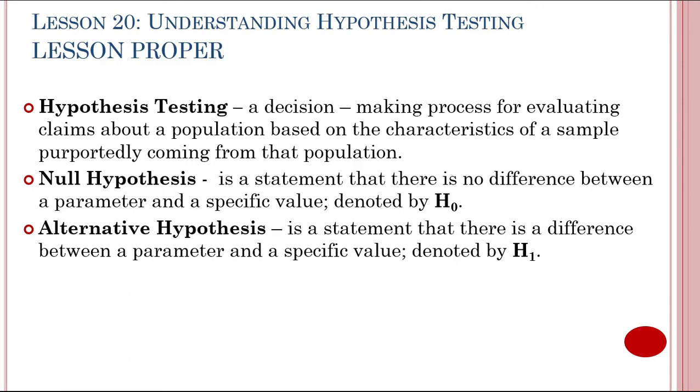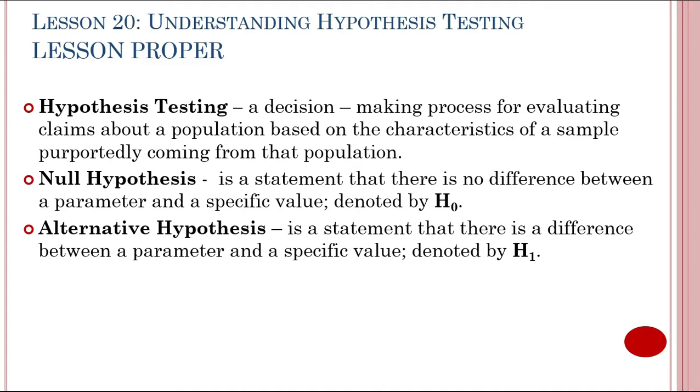Now, for the lesson proper, we have three terms. Hypothesis testing, a decision-making process for evaluating claims about a population based on the characteristics of a sample purportedly coming from that population. Now, there are two types of hypothesis testing. First is the null hypothesis. When we say null hypothesis, it is a statement that there is no difference between a parameter and a specific value, denoted by H sub 0. The other one is the alternative hypothesis. It is a statement that there is a difference between a parameter and a specific value, denoted by H sub 1.